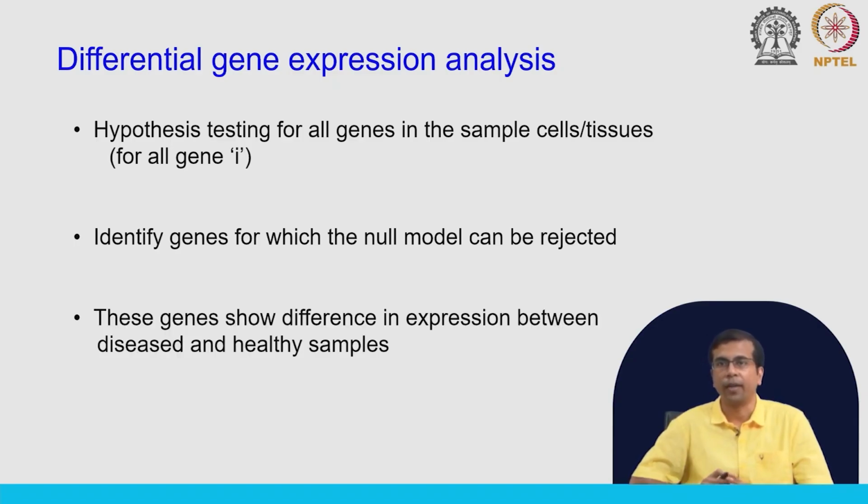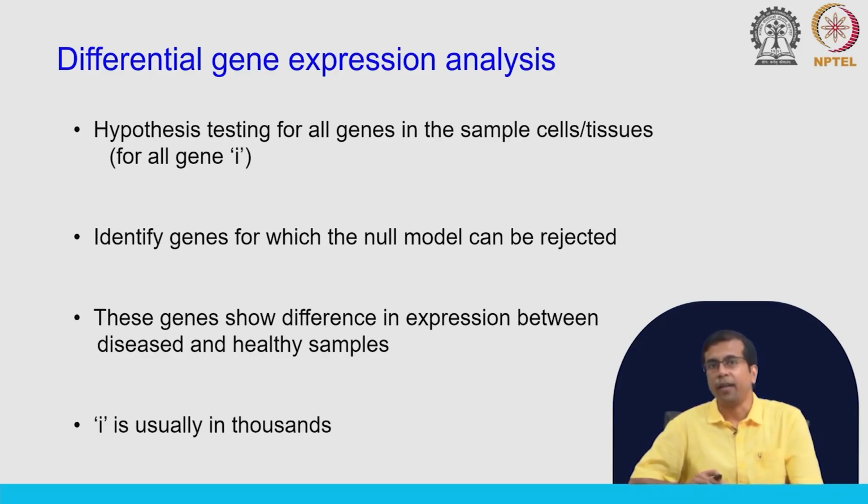Again, this is the most important part. We want to identify the genes that show a difference in expression between, for example, diseased and healthy samples. These are the genes that we look for. This is the goal at the end.